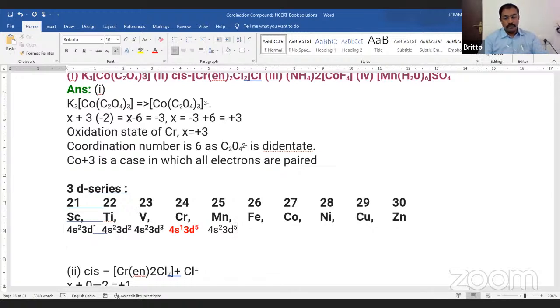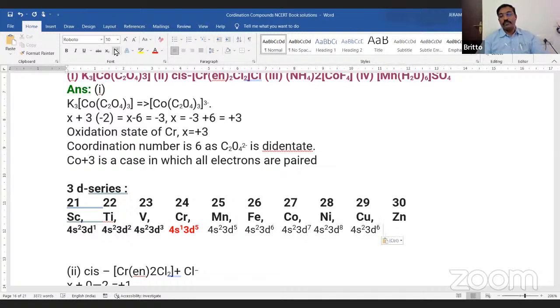It's very important that you need to know this one. So 26 for iron, 26. So it's going to be 4s2, 3d6. Cobalt 27, 4s2, 3d7. And then nickel 4s2, 3d8.